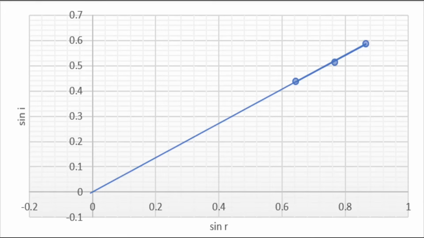Now plot the graph of sin i against sin r. Sin i will be on the y-axis and sin r will be on the x-axis. Choose the appropriate scale and plot the points on the graph. Join the points. It is a straight line passing through the origin.